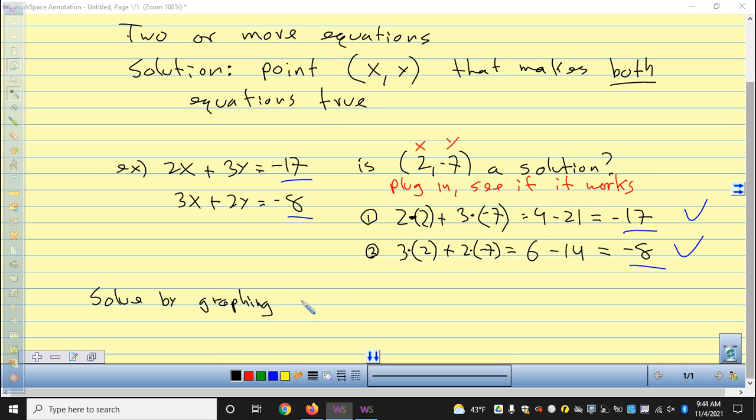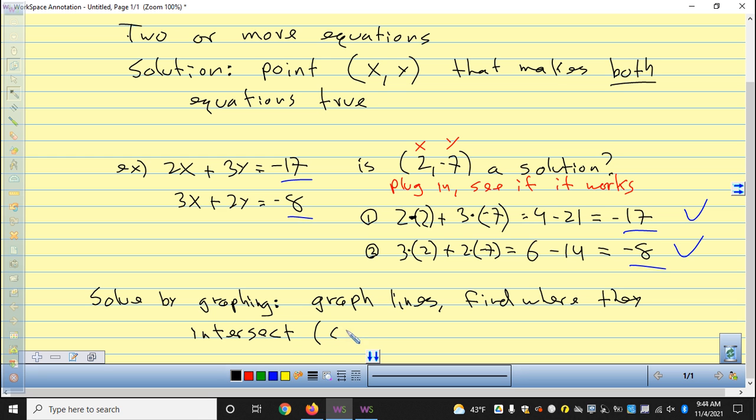Solved by graphing means we graph the lines and find where they intersect. And when we say intersect, we just mean where they cross. They're going to cross at some point with an x coordinate and a y coordinate, and that is going to be our solution.